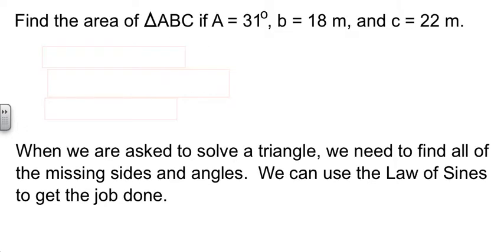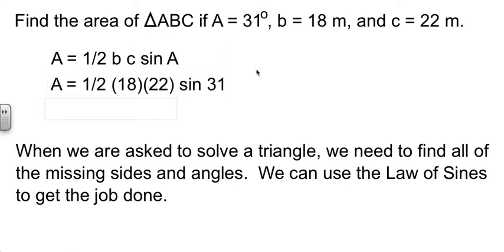So let's find the area of a triangle. In this situation, they've given me angle A. They've given me side B and side C. So I'm going to use the formula that has that information in it: 1/2 BC times sine of A. Plug in the information we have. I'm going to make sure my calculator is in degree mode when I do this. Again, if you need help switching back and forth, just ask. I'll be happy to show you.